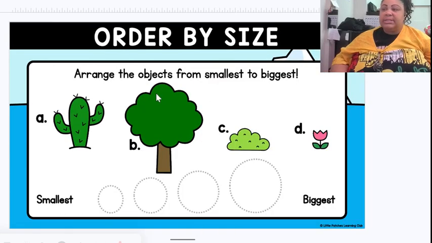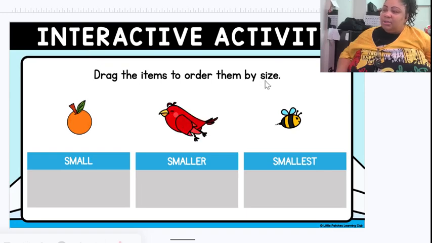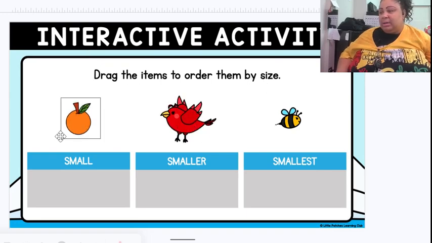Arrange the objects from smallest to biggest. So the smallest is going to be on this side and the biggest is going to be on this side. So the flower is the smallest, the bush is bigger, the cacti is getting bigger, and the tree is the biggest of the four.